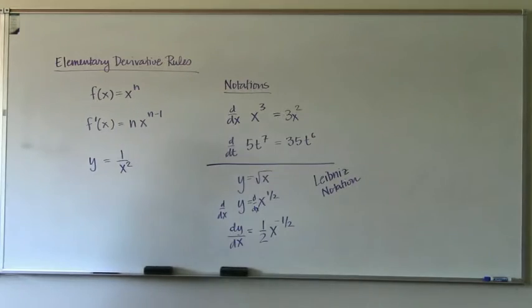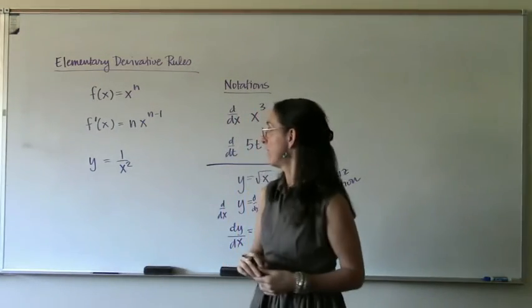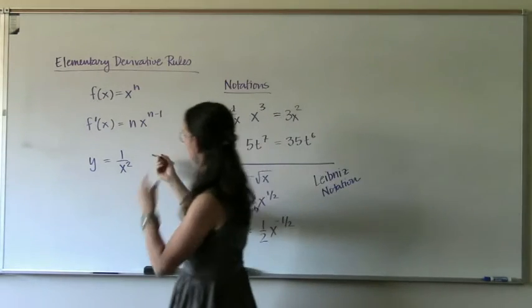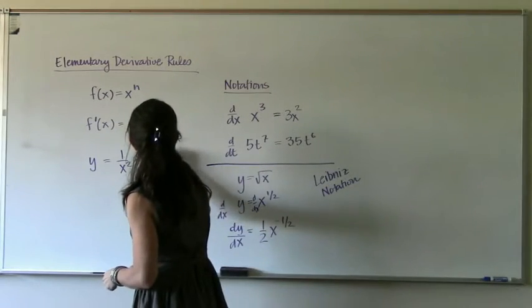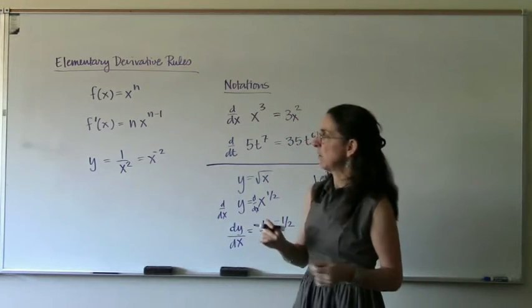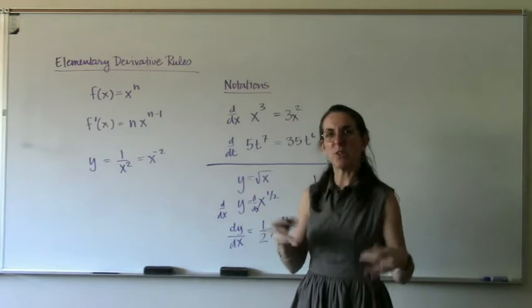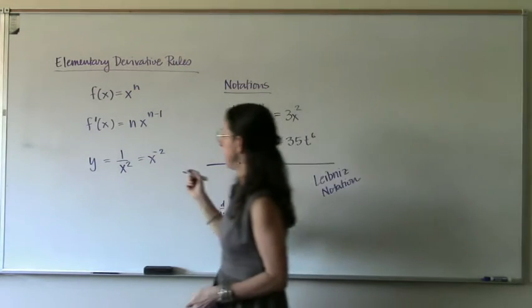Suppose you have y is equal to 1 over x squared, and you want the derivative of this thing. First, I would want to write this as x to a power so that I can use the power rule. And I just wanted to mention that there are some shortcutty kinds of things.